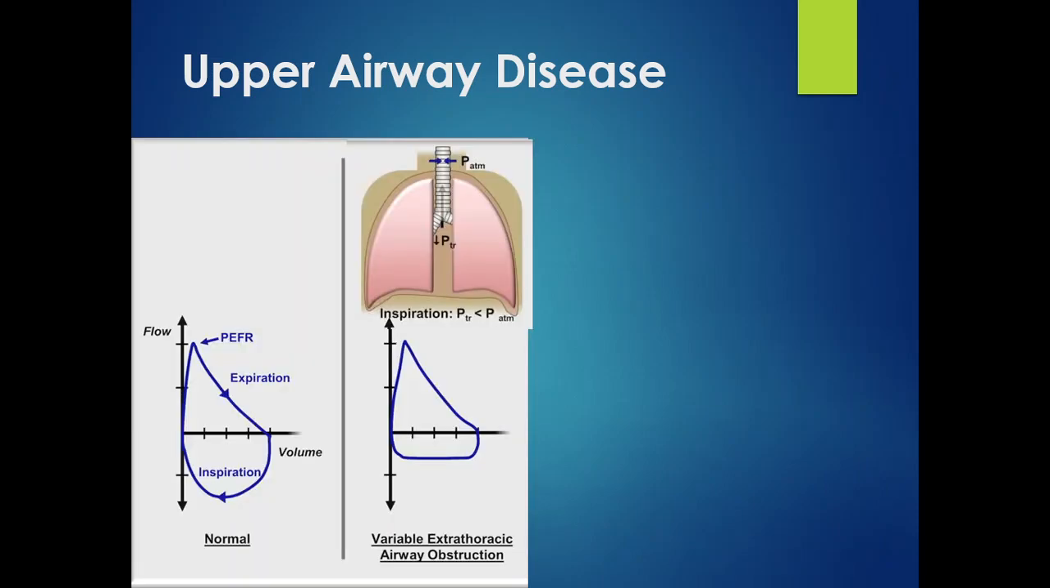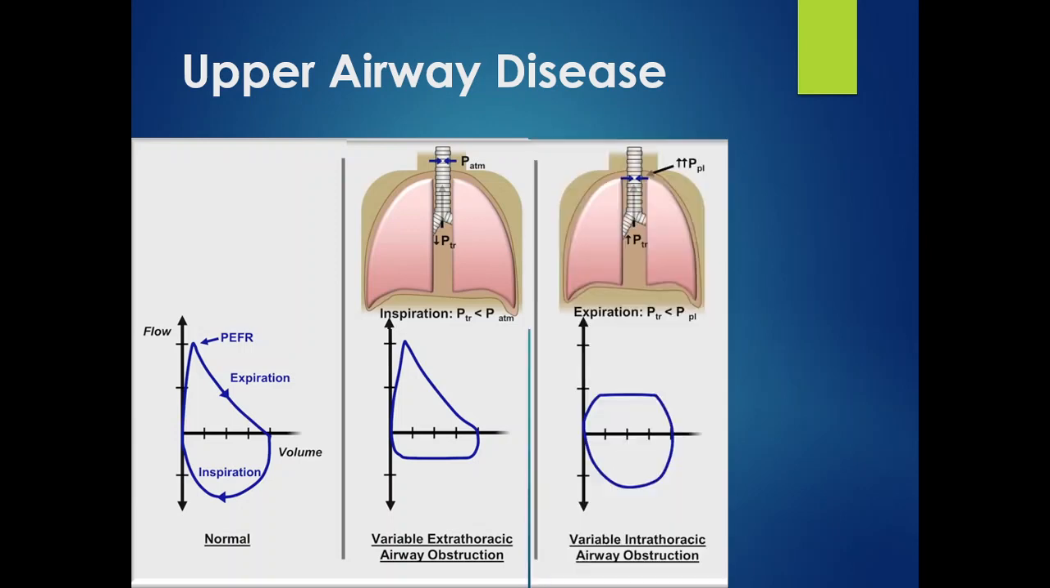A few words about upper airway disease, or upper airway narrowing. If it's extrathoracic and it is variable, when the patient inhales, the inhalation limb of the spirometry loop will be flattened like this. So this indicates a variable extrathoracic airway obstruction. Whereas if it's intrathoracic, during exhalation, the curve will be flattened. This is a cause of variable intrathoracic obstruction.